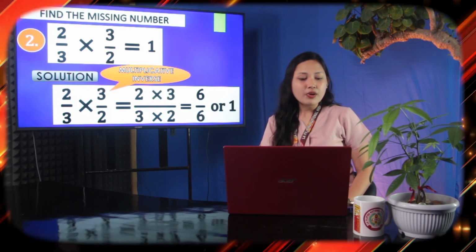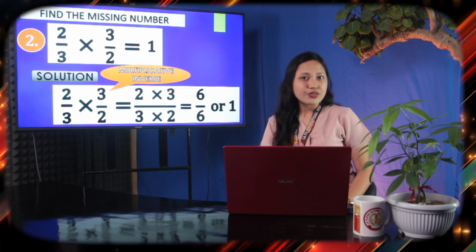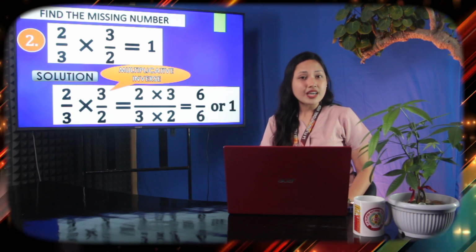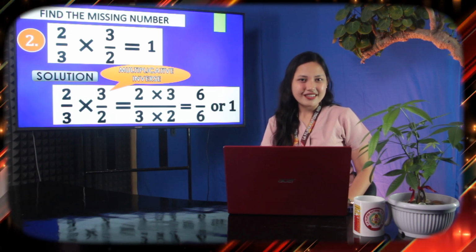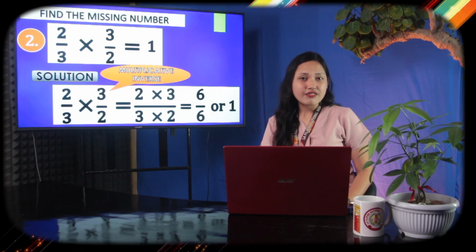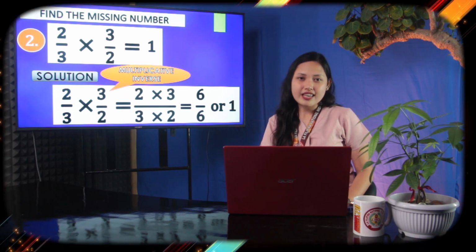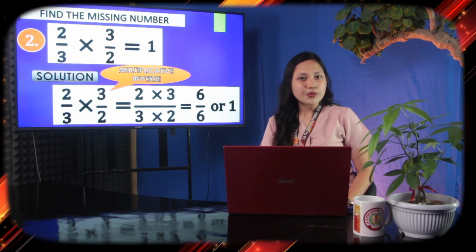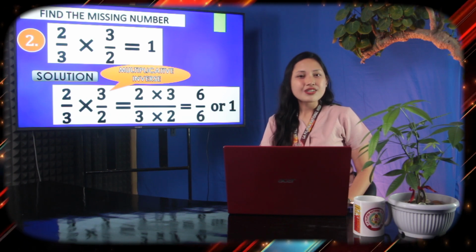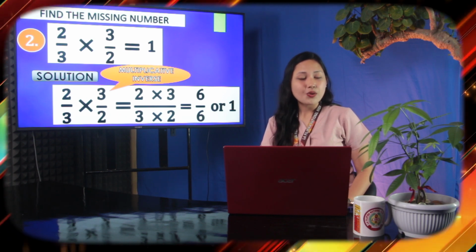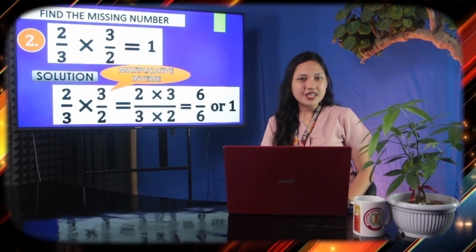Then, we will multiply now the numerators, 2 and 3. So, 2 times 3 equals 6. And then, multiply the given denominators, which are 3 and 2. So, 3 times 2 equals 6. So, we have 6 over 6 or 1. Now, let's proceed to number 3.